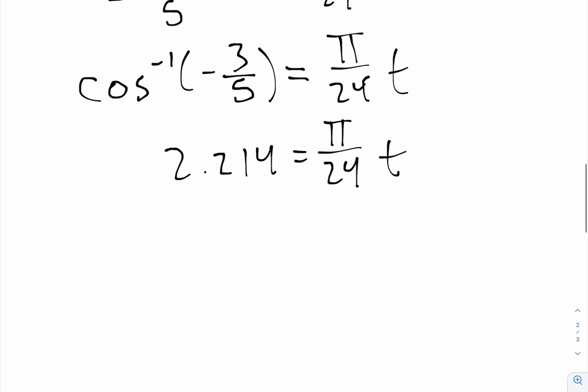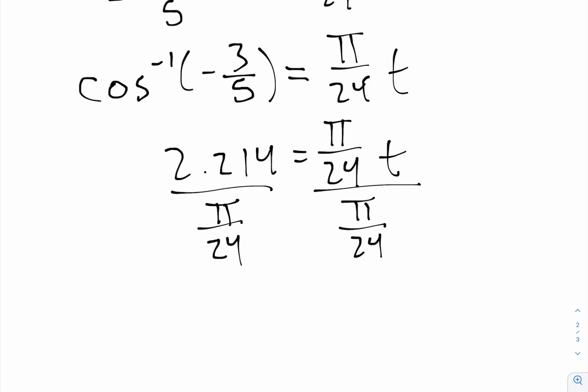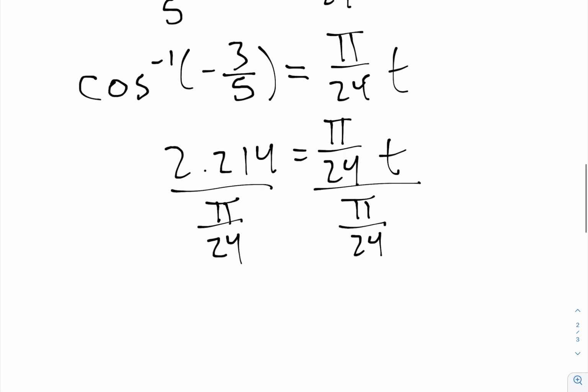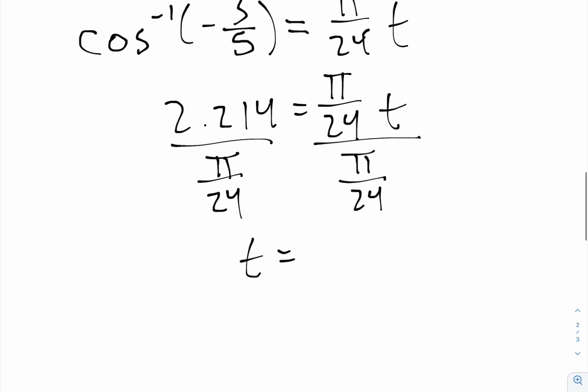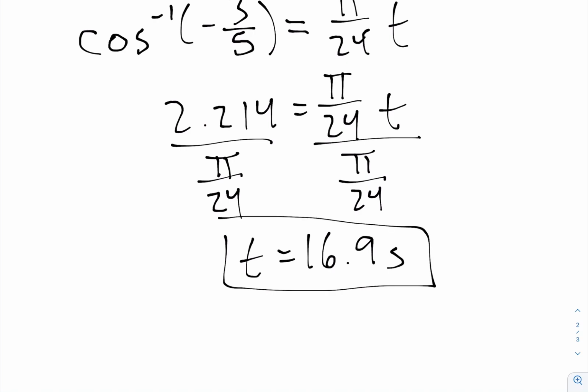Now, if we just want time, we have to divide by that coefficient in front of the t, pi over 24. Okay, so using a calculator, we're going to take 2.214 and divide it by pi over 24. And this is going to be 16.9. And this is in seconds. So this is one of our answers, but lots of people just stop here.